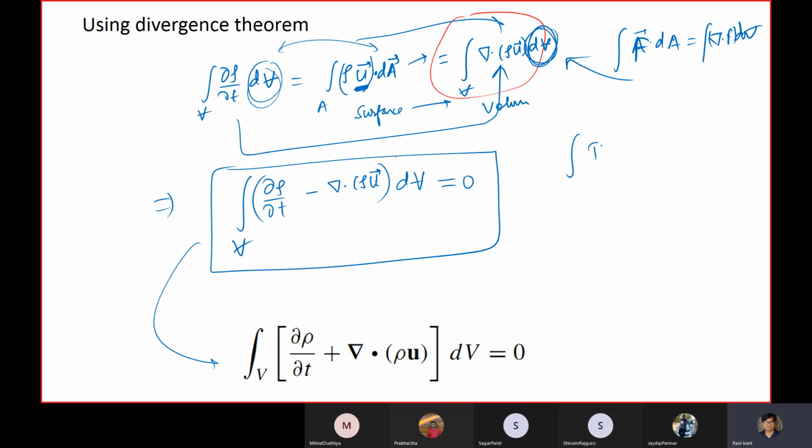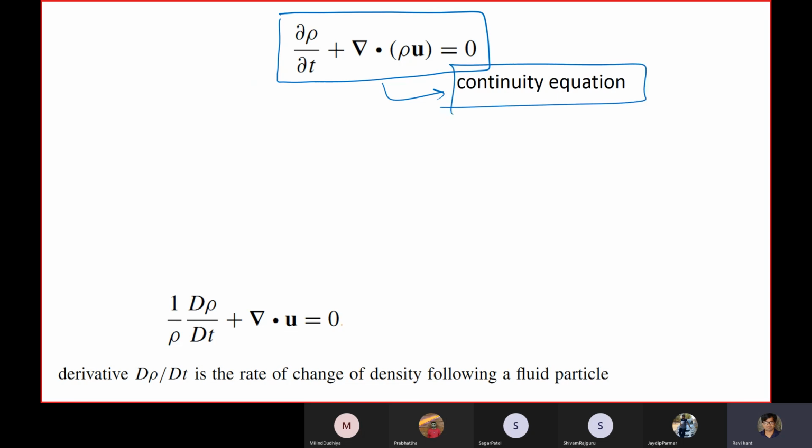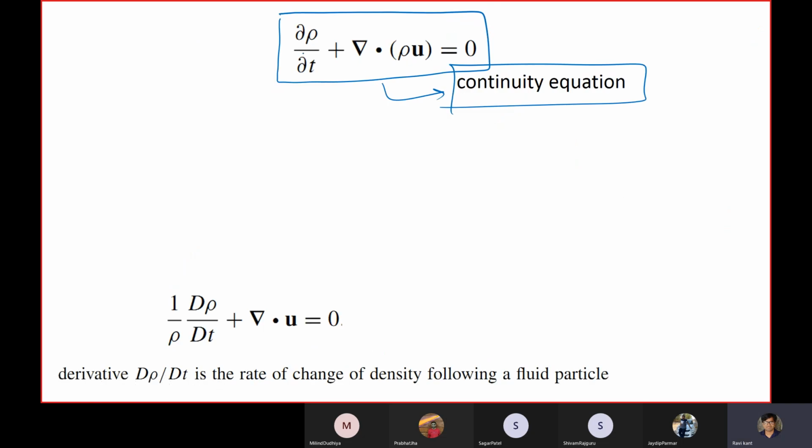Let's suppose I have any integral of some function dx equal to 0. This could be 0 for all volumes only when the integrand is 0 at each point. That is why we can say that the inside integrand will be 0, and this gives rise to our continuity equation. Okay, and basically this is the integral form of mass conservation. And we can apply that the integrand is 0, and this is the continuity equation that we can think of.